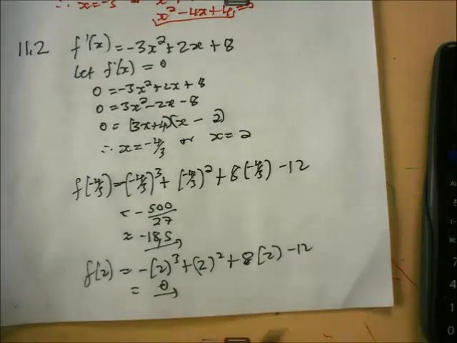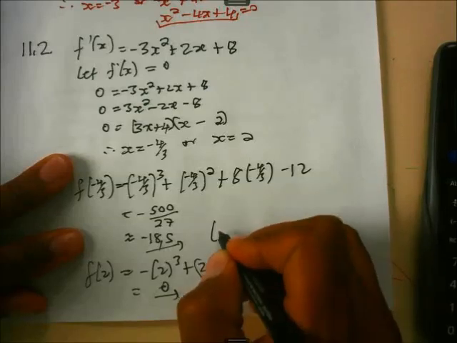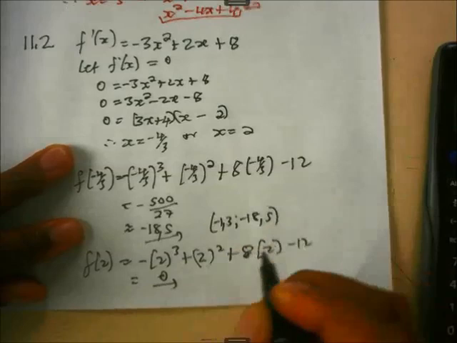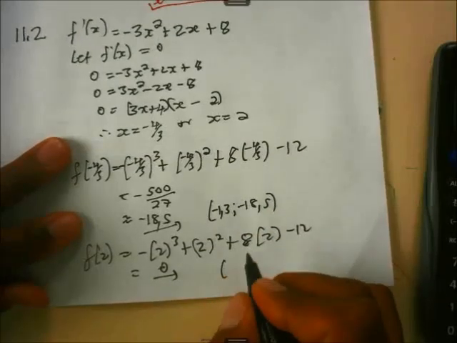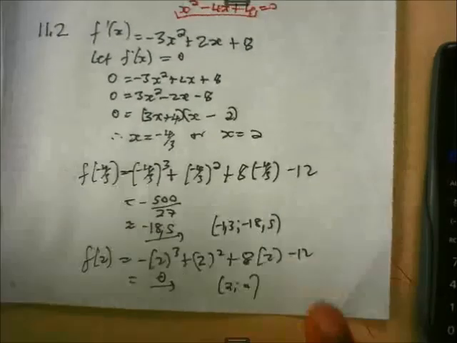Boys and girls, now we have the coordinates of the turning points. On this one here, we have negative 1,3 as well as negative 18,5. And also the second one here, we have 2 as well as 0. Of course, you can look at this one now.